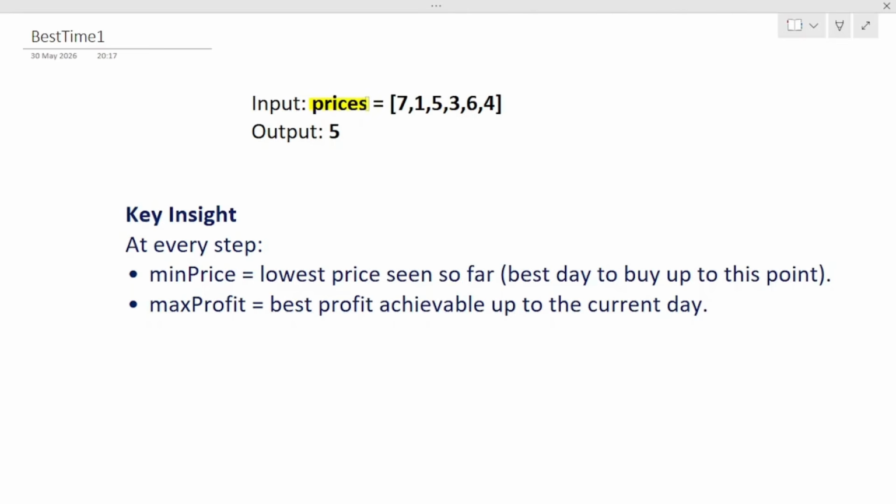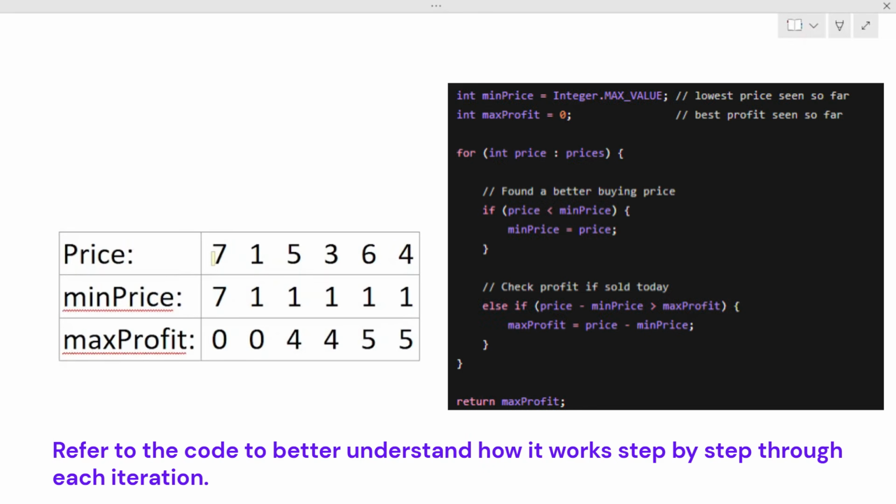Let's see the implementation of this logic with the help of a table. I'll be using this array as well as these two variables. I'll be fetching value one by one from the array. That's why I have written it as price, not prices. So on the first element 7, I'll observe that the min price, which is the maximum integer value, is greater than 7. So I'll be assigning min price the value 7 and the max profit would remain 0 because it will get updated in the else statement.